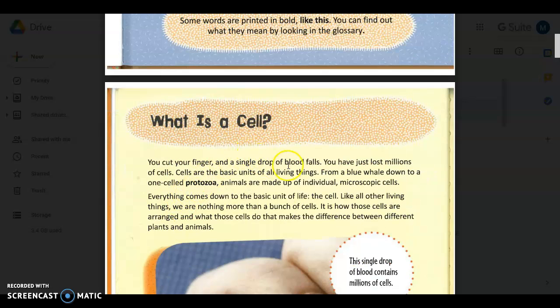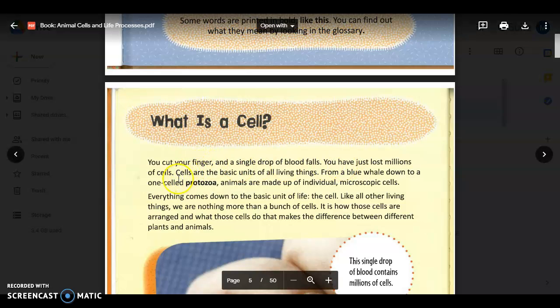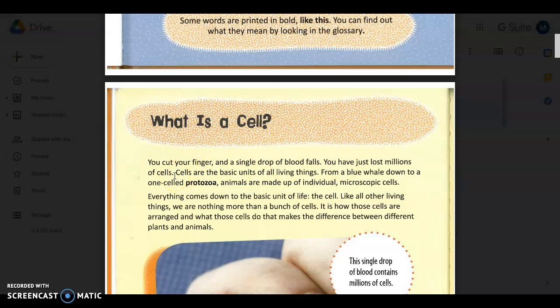You cut your finger and a single drop of blood falls. You have just lost millions of cells. Millions of cells? I think we can make an inference here. I know a single drop of blood is pretty tiny. The text says that the drop contains millions of cells. So we can figure out that cells must be very, very tiny.